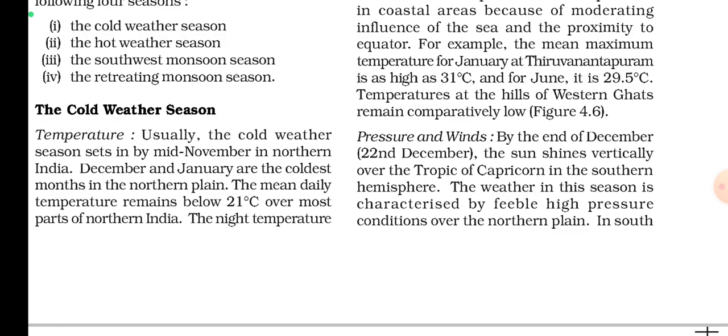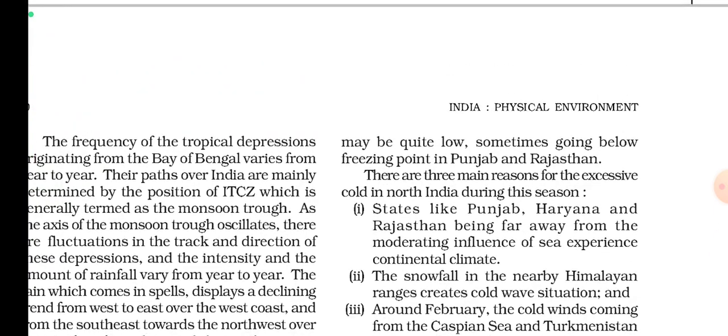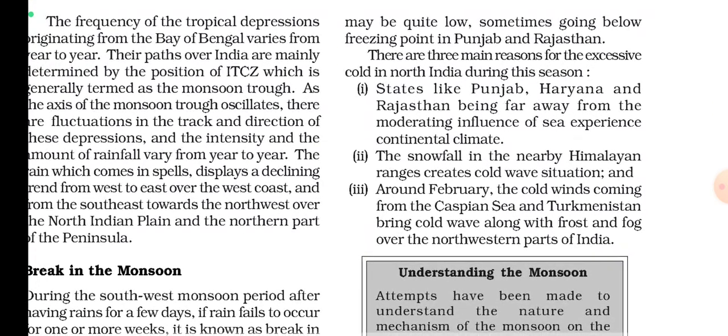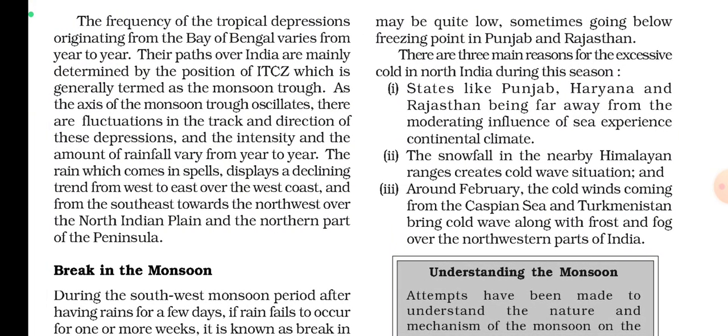December and January are the coldest months in the northern plain, right? Winter starts in mid-November in northern India. The mean daily temperature remains below 21 degrees Celsius over most parts of northern India. The night temperature may be quite low, sometimes going below freezing point in Punjab and Rajasthan.